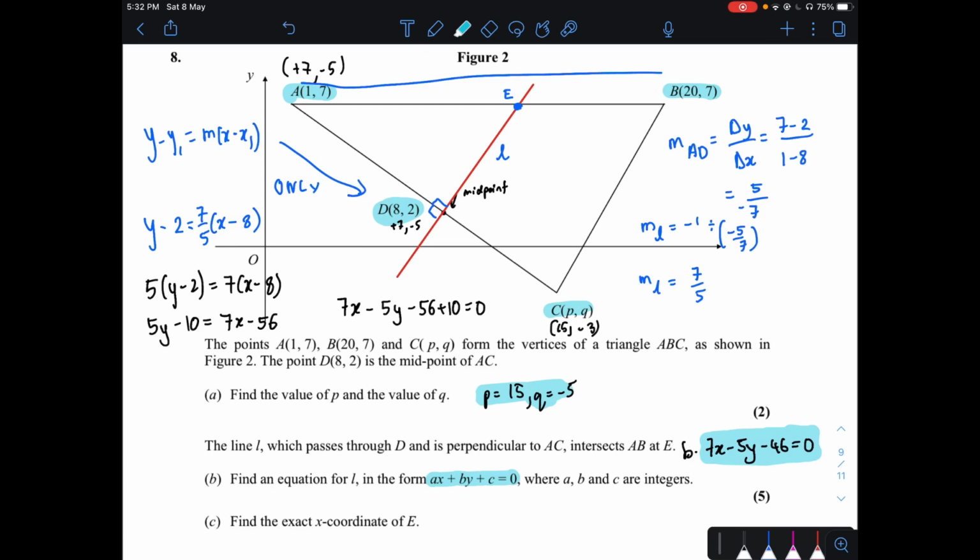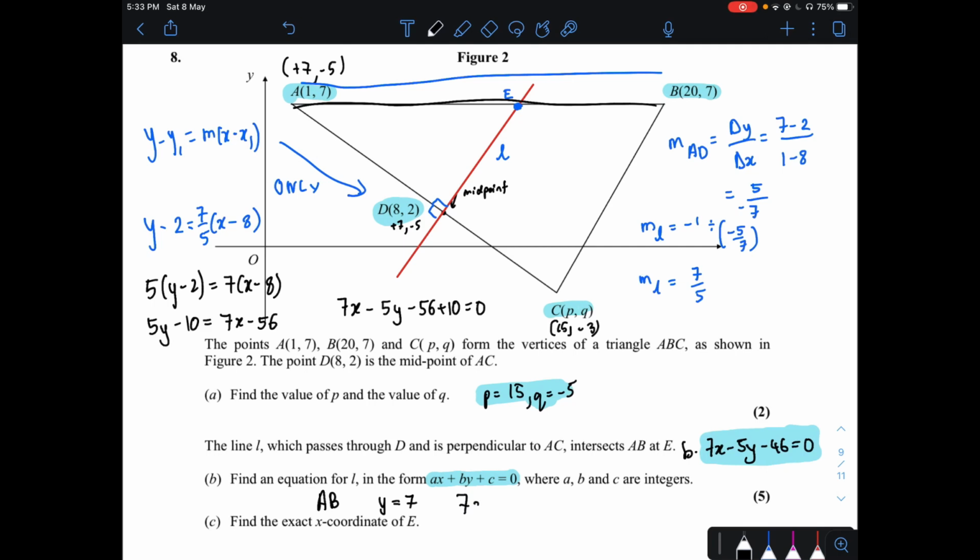Part C says find the exact x coordinate of E. Now to find that, all we have to do is substitute y equals 7. Now why do we substitute y equals 7? Because if you look at this line over here, the line AB, AB is a straight line, right? It's a straight line of y equals 7. You can see that, right? This is a straight line of y equals 7. So all we have to do is substitute y equals 7, find the x coordinate.